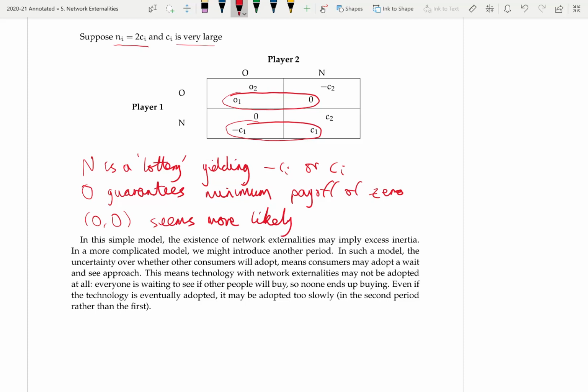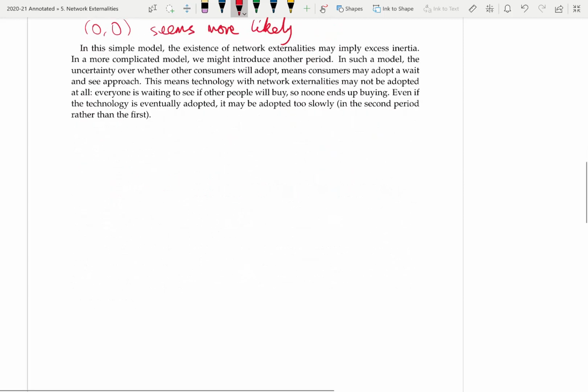So if we had a model with 2 periods and there was uncertainty over whether other consumers would adopt, so some of the consumers might be Luddites, then consumers may adopt the wait and see approach, and they may choose to adopt in the second period or not at all, rather than adopting in the first period. In this model, everyone waits to see if other people buy, so this is excess inertia.